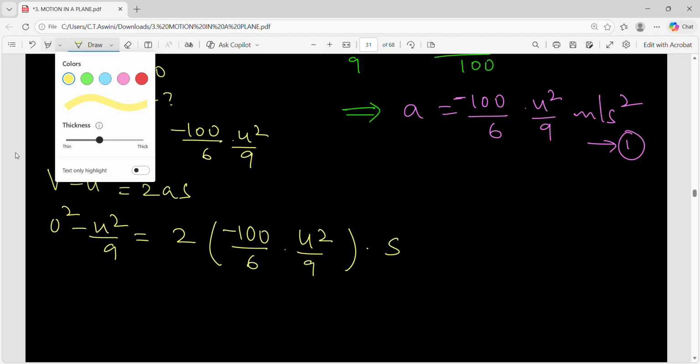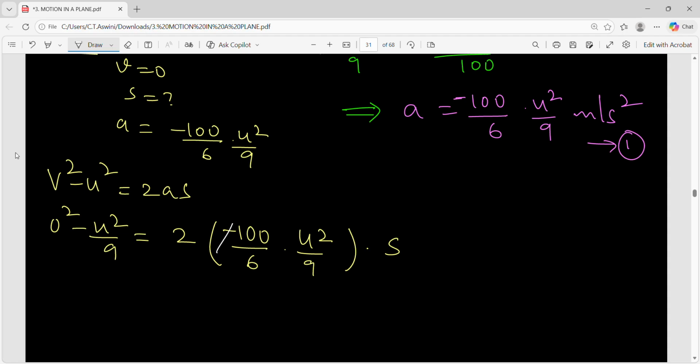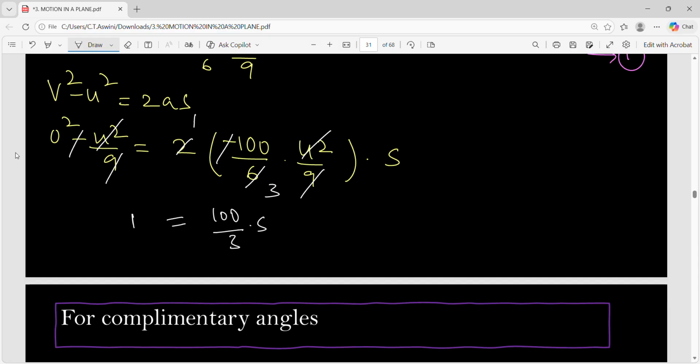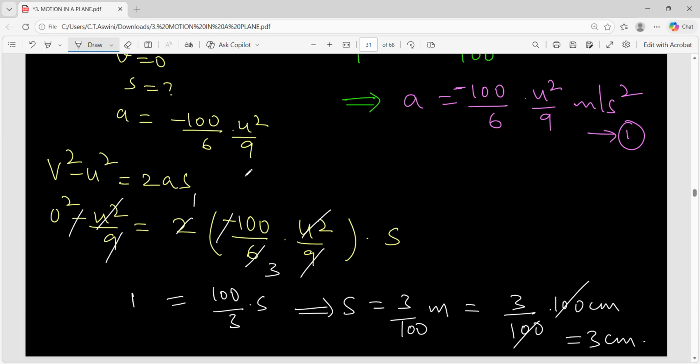We don't know s. So what gets cancelled here? Minus cancels. u square cancels. 9 and 9 cancel. 2 ones are 2, 2 threes are 6. So on the left side, 1 is left, and on the right side it is 100 by 3 into s. So what is s now? It is 3 by 100 meters. If I convert it into centimeters, 3 by 100 into 100 centimeters. 1 meter is 100 centimeters, right? So I'll get 3 centimeters.